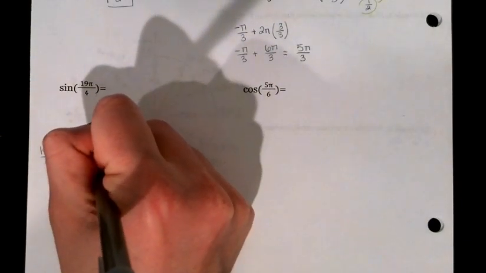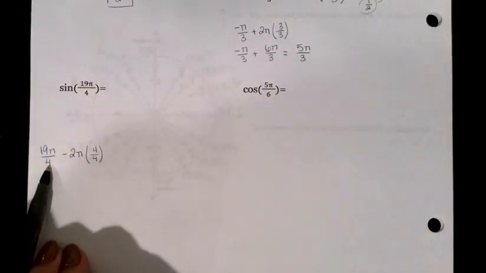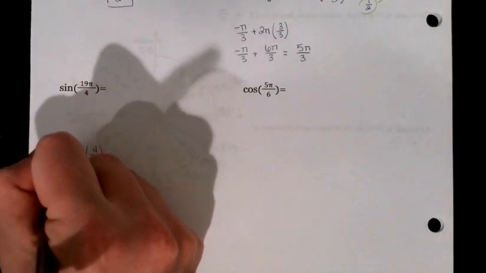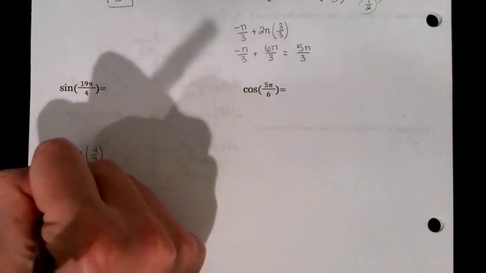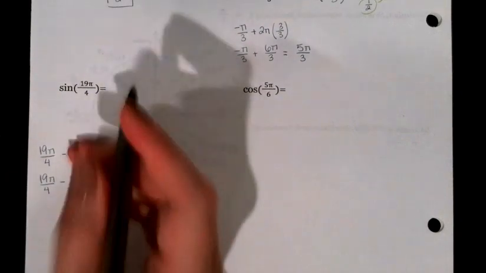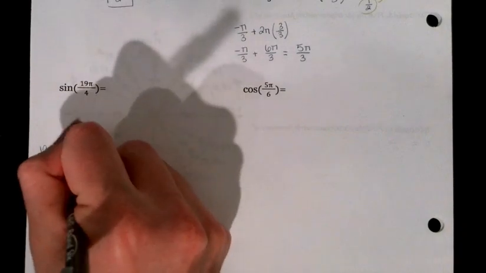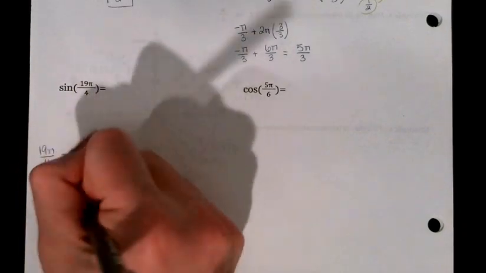And again, I need to make common denominators. So I'm going to multiply 2 pi by 4 over 4 since I want the denominator of 4. So underneath, when I multiply this, technically my 2 pi is over 1. So 2 pi times 4 gives me 8 pi. 1 times 4 is 4. So I can subtract these now.